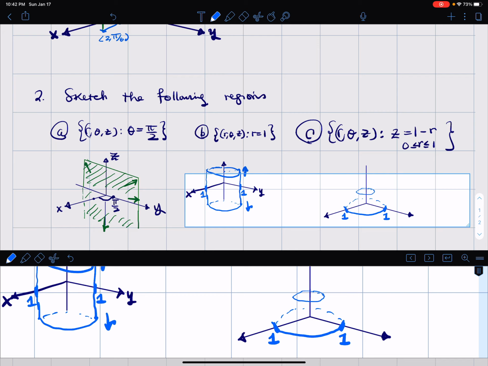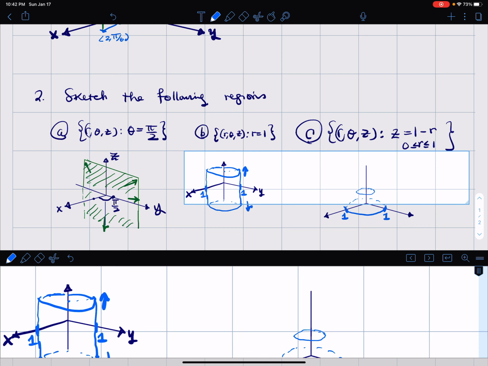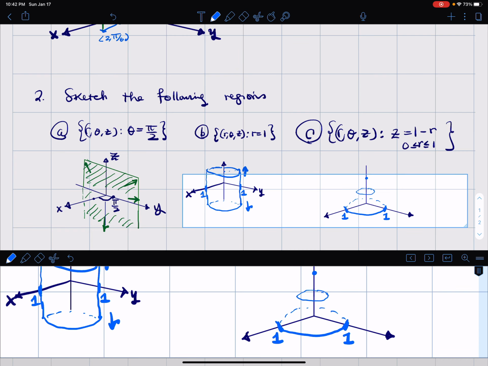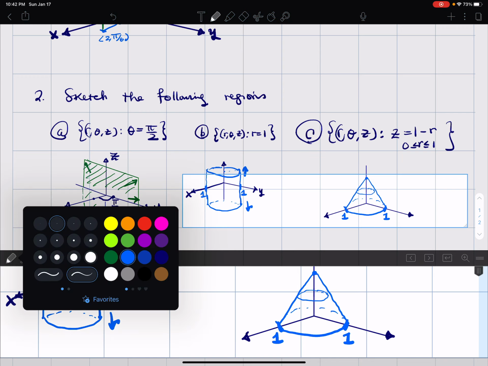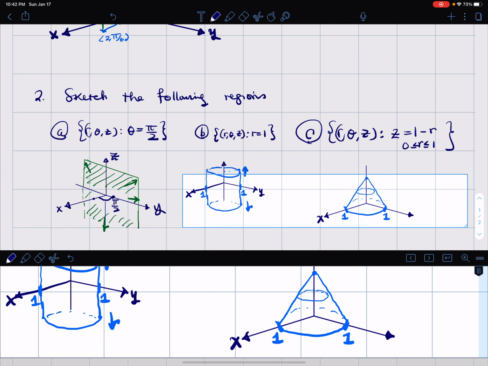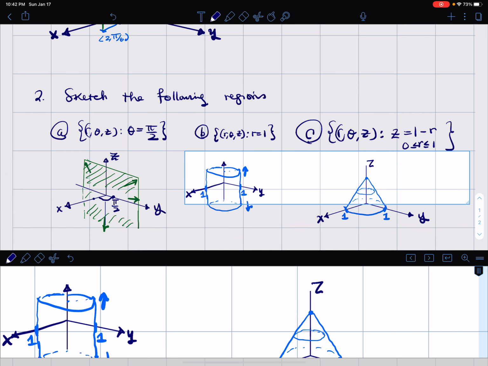And now when z is 1, what do we have? When z is 1, then r is 0. So we have a circle of radius 0. So what this means is that as we're running along the z-axis from 0 to 1, the radius is reducing. So we end up with a cone like this. Okay, so that's our region. Again, this is the x-axis, that's the y-axis, and this is the z-axis.